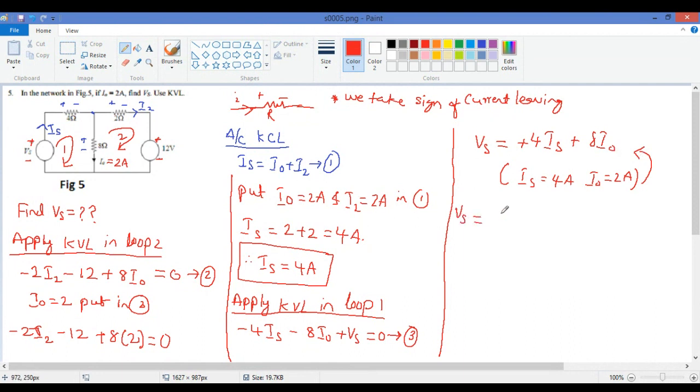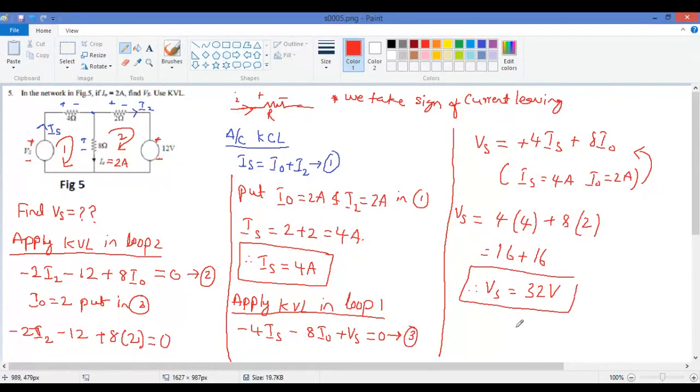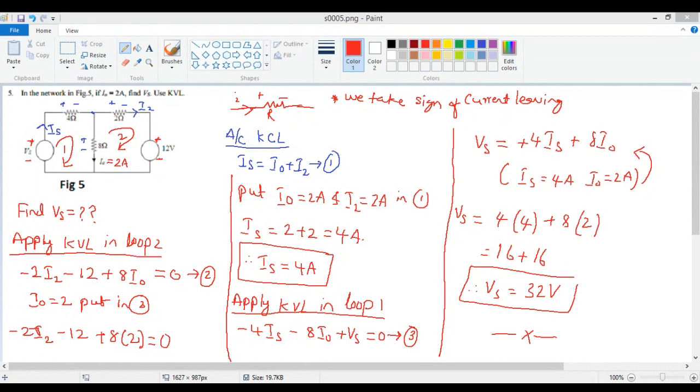So we'll put these values in this equation to get Vs. Therefore, Vs is equal to 4 into 4, since Is is 4, plus 8 into I naught, which is 2. So this is 16 plus 16. Therefore, Vs is equal to 32 volts. This is the solution. So by this, we have solved it.